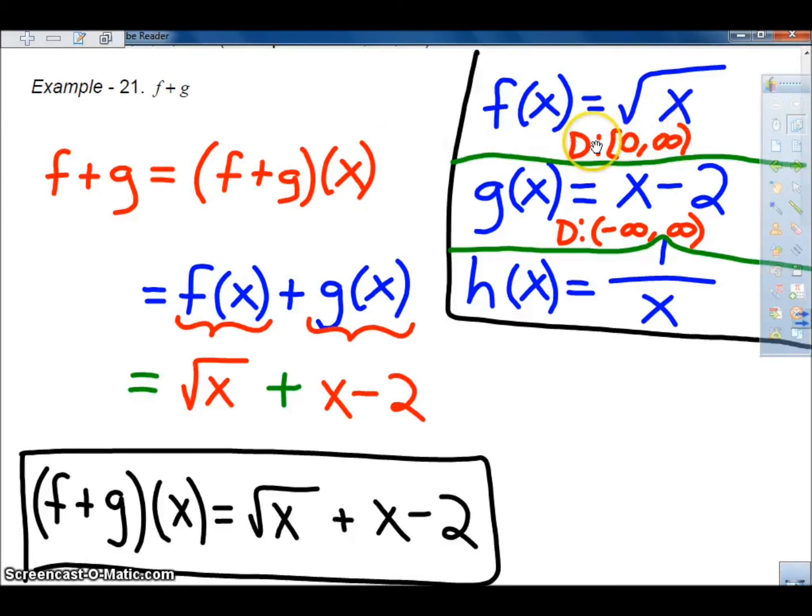And so how far to the left does it go? It only goes as far as 0. How far to the right? It goes to the right forever. The domain of this function, well, this is a linear equation, and so it goes forever to the left and forever to the right.